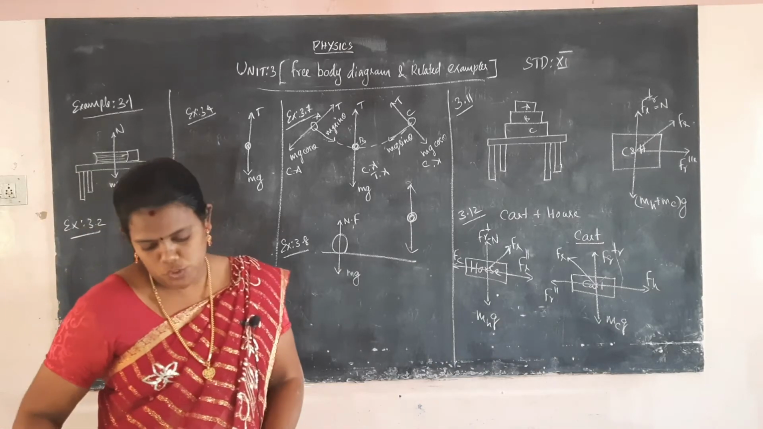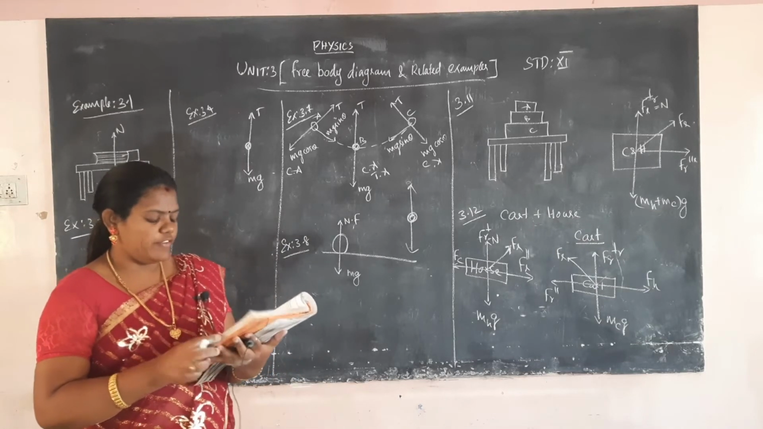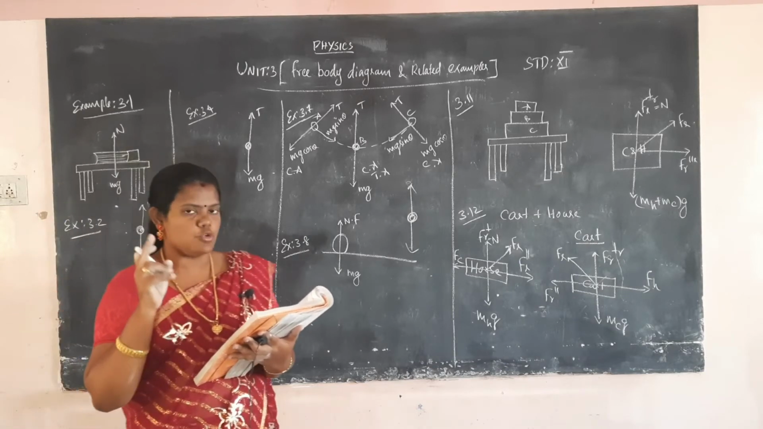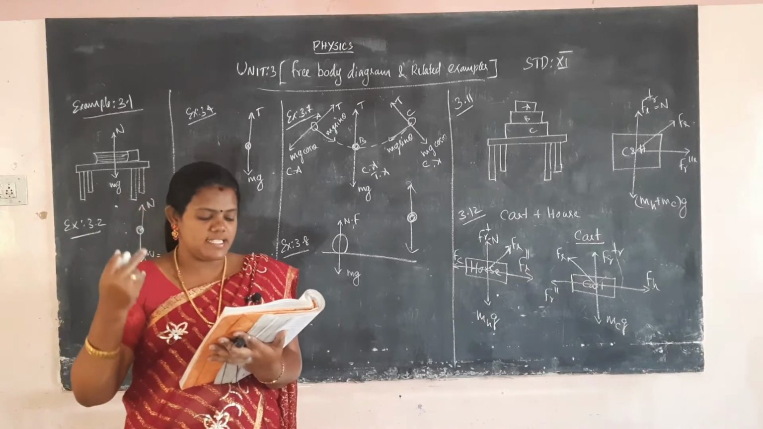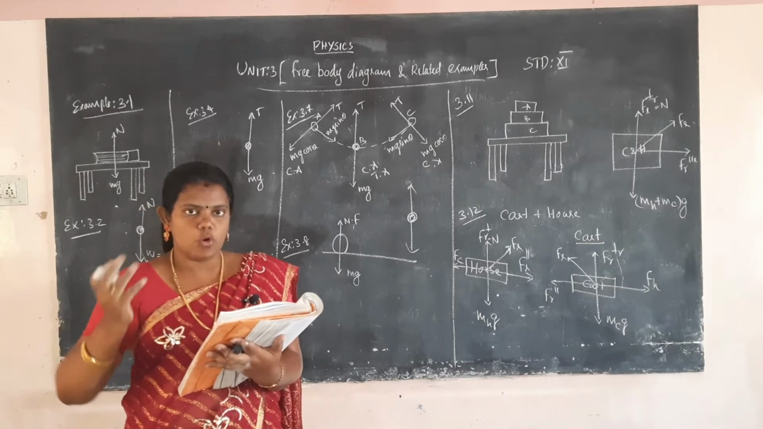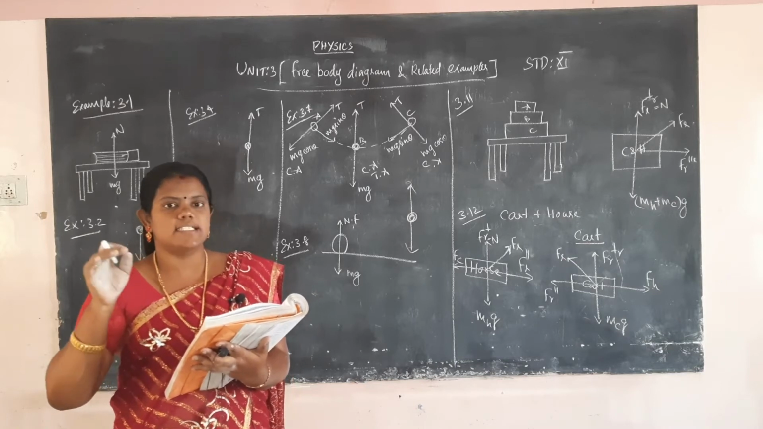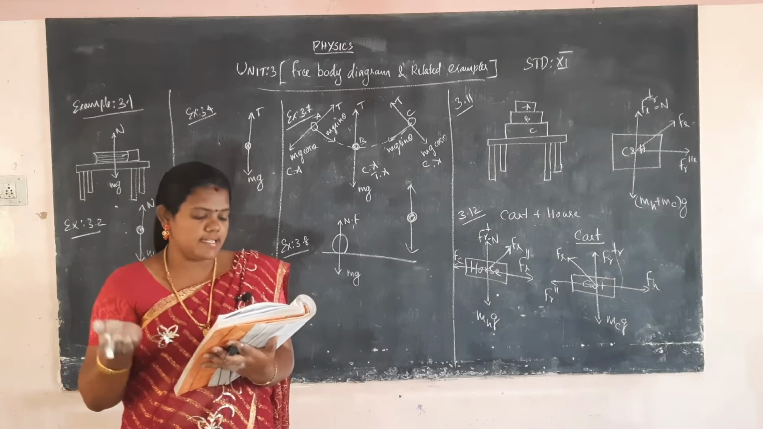Example 3.2: two objects with masses 2.5 kilogram and 100 kilogram experience the same force, 5 Newton. What is the acceleration experienced by each of them? What acceleration do we want?